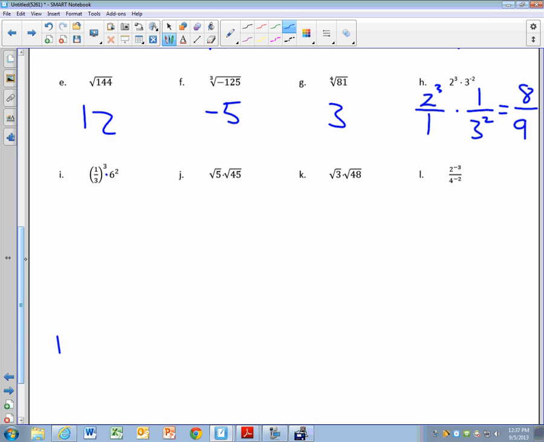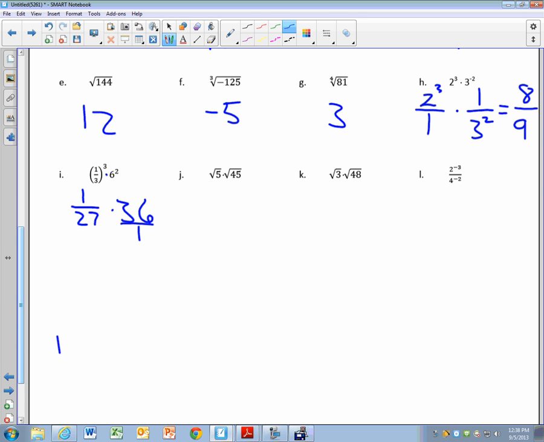Okay. Here I have 1/3 to the third power times 6 squared. Which operation would you like to do first? Want to do the 6? We can do that. So 6 squared is 36. How do I do 1/3 cubed? So you can cube the top and cube the bottom, or you can multiply 1/3 3 times. Either way, you get 1 over. I'll write them both as fractions.